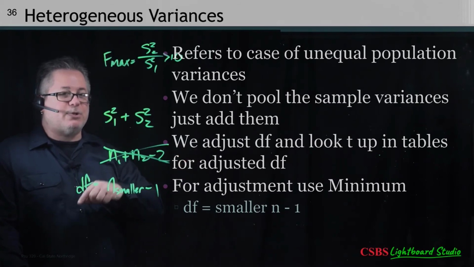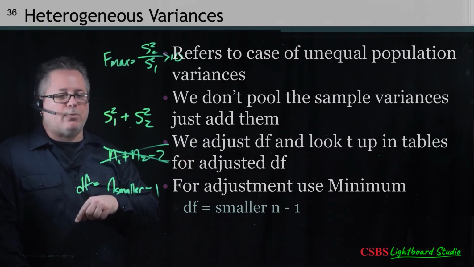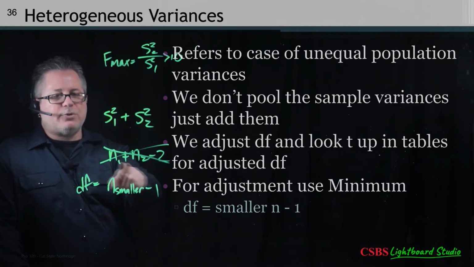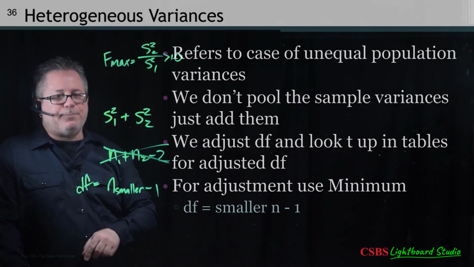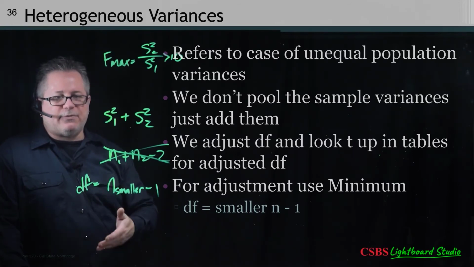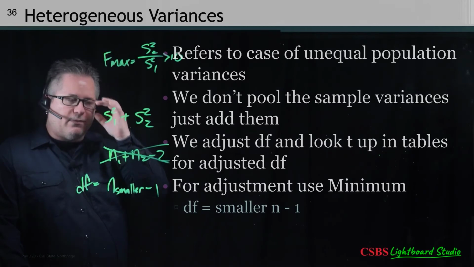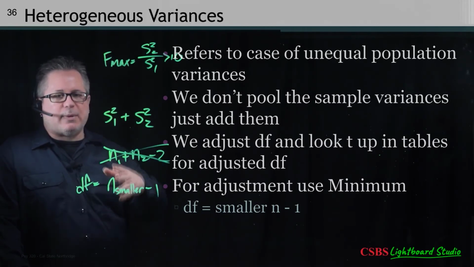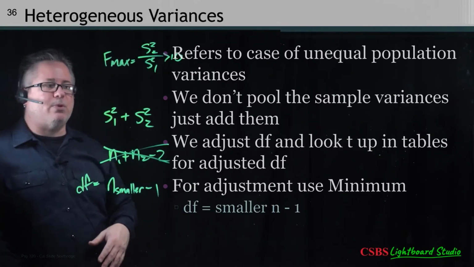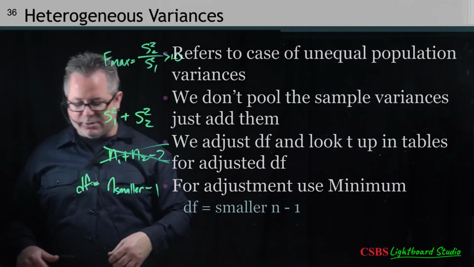Our t observed is going to be smaller than it normally would be, because we have a bigger standard error. Our critical value is going to be larger than it should be because we're using a smaller degrees of freedom. And if under that circumstance we're still able to find a significant difference, then we can feel fairly confident that it exists despite the flaw in not having variances that are somewhat equal or homogeneous.